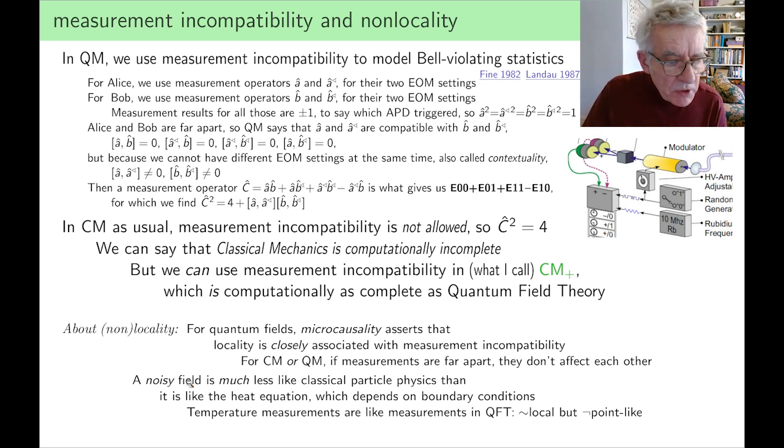So another aspect about a noisy field is, as I said on the first slide, a noisy field is much less like classical particle physics than it's like the heat equation, which depends on boundary conditions. If we have hot on one side and cold on the other side, then the gas, or whatever it is that's contained within the apparatus, knows about those boundary conditions all too well once it gets into a steady state. So temperature measurements are indeed very like measurements in quantum field theory, where we find that, as for temperature measurements, their measurements are approximately local, but they're never actually point-like. You can only measure in quantum field theory in small regions.